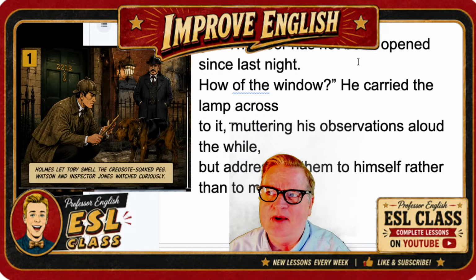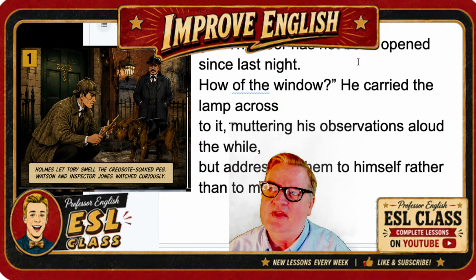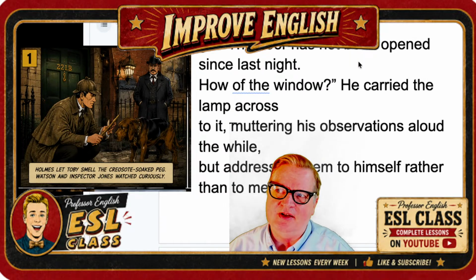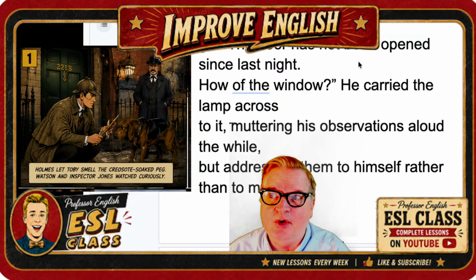Just a little recap of chapter 5. They are in a room. The door was locked from the inside, and there was a man who was murdered. And now they're trying to figure out who murdered him. "How did they come in?"